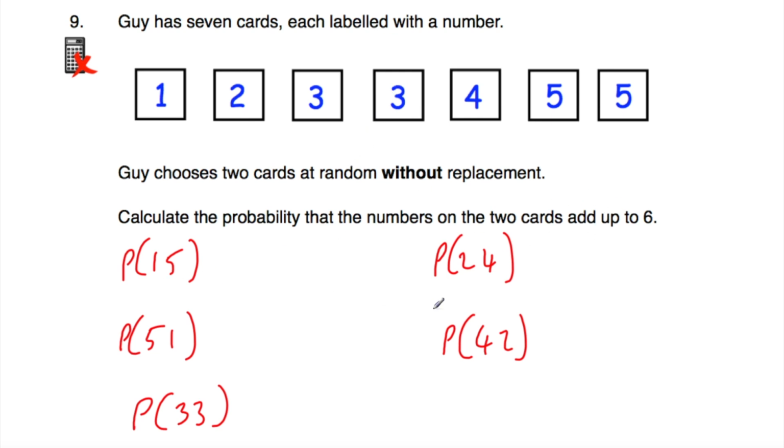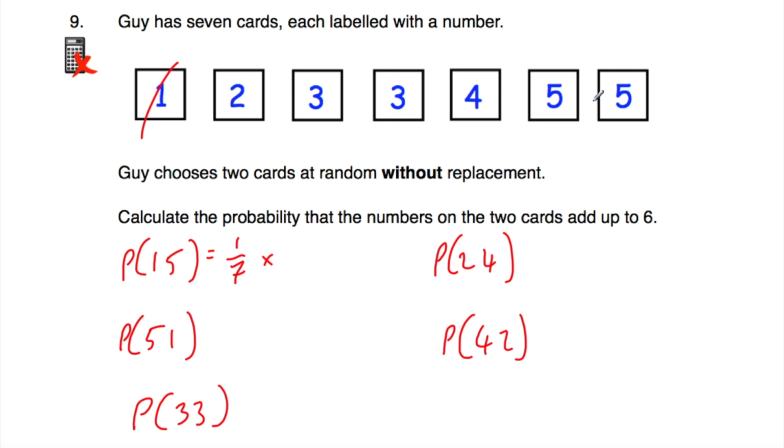So let's find the probability of each of those and then add them all up, and then that'll be the probability that Guy chooses 2 numbers that add together to be a 6. So let's start off with the probability of a 1 and a 5. So altogether the 7 cards, let's just count them. 1, 2, 3, 4, 5, 6, 7. Yep, the 7 cards. The probability that the first number is a 1 will be 1 out of 7, 1/7. And then multiply by the probability that the second one is a 5. Well, if that one's been taken out, there'll be 6 cards left.